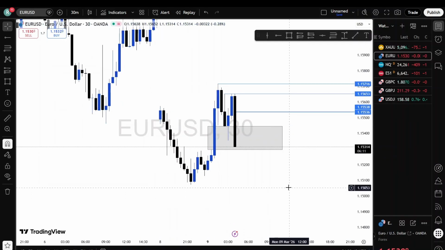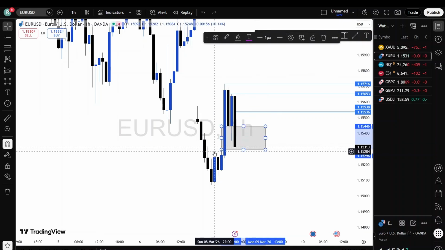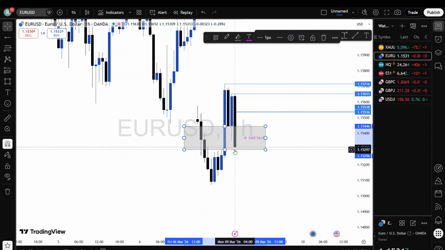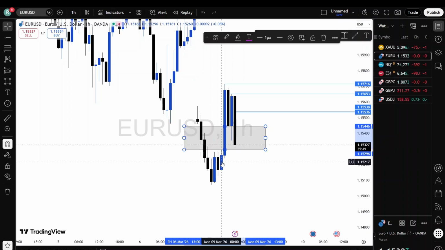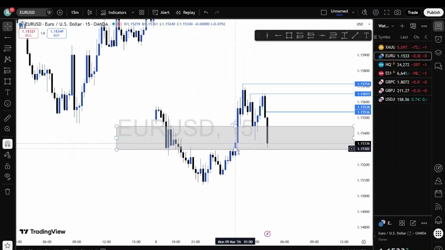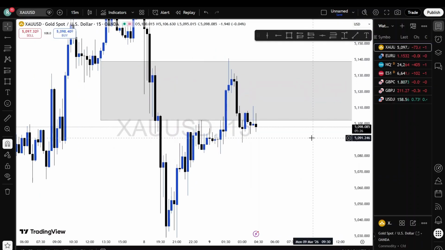Okay. Now it's going to tap the order blocks because the FVG was already worked out. So the demand area is here. This one. EURUSD, this is 1.1529. You can say 1.1530. Okay. Gold is moving very slow as of now.